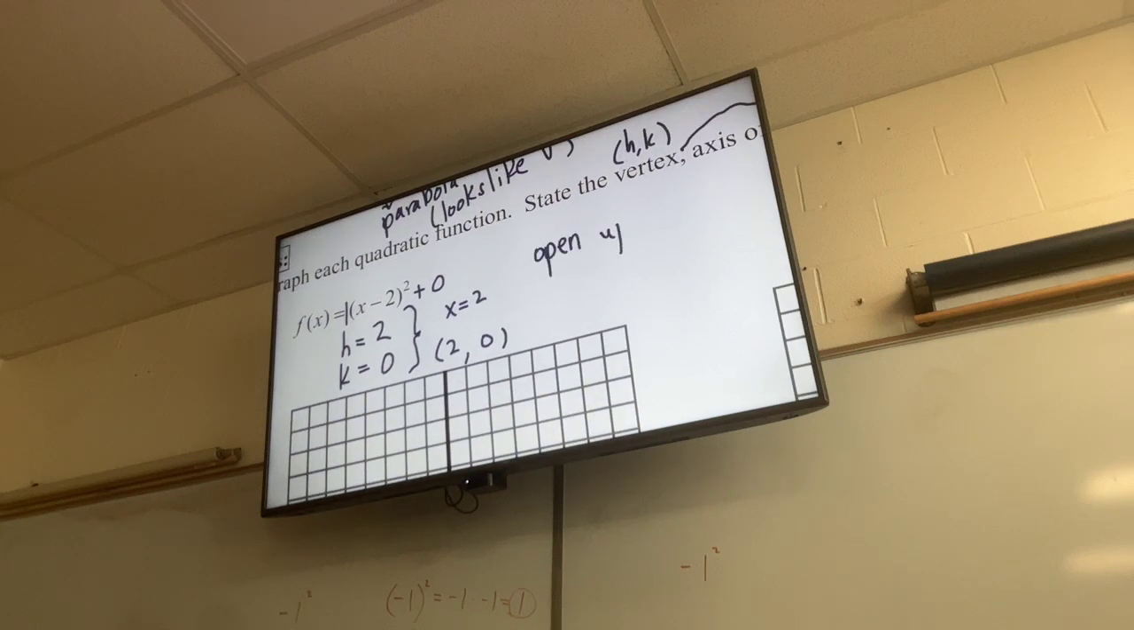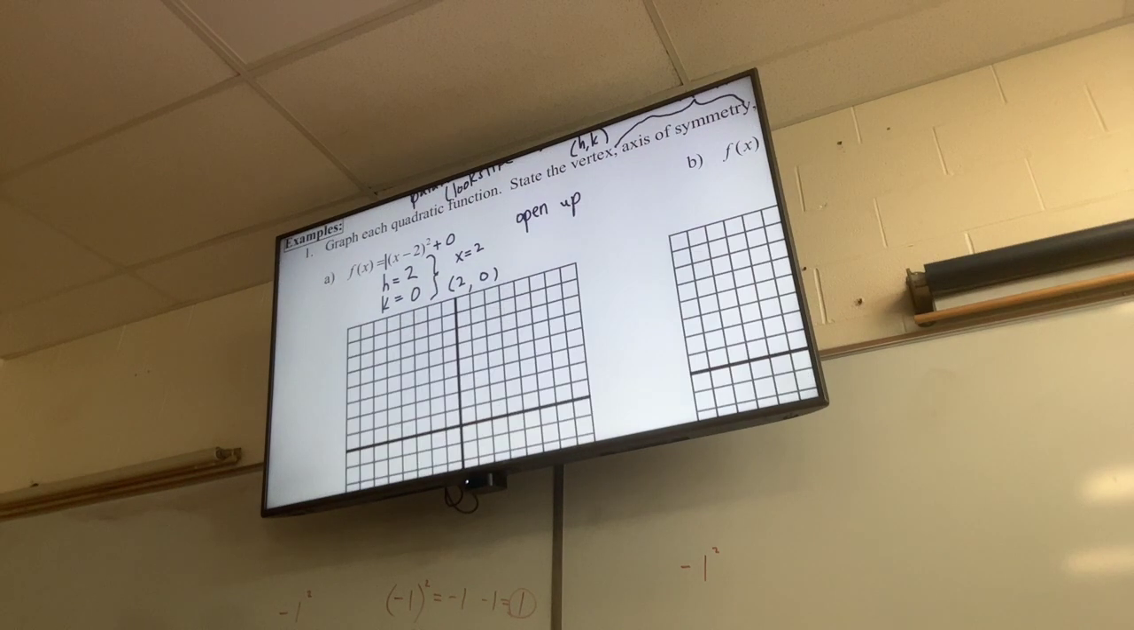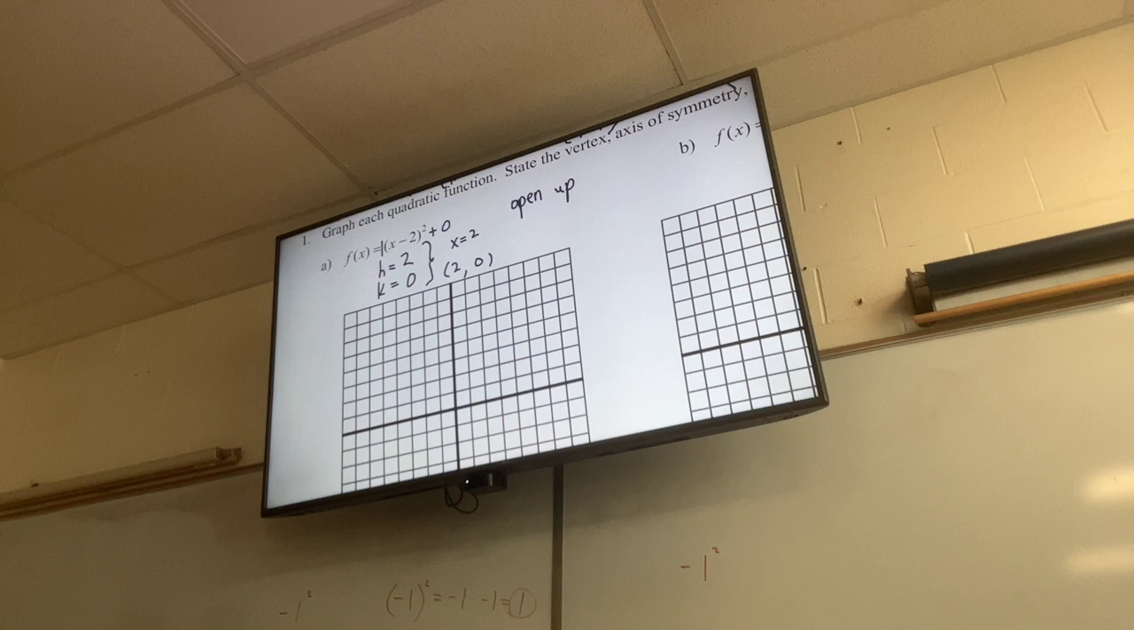Open up. And why is that? Because of that positive 1 there. Since that 1 is positive, I'm going to open up. Okay? So I'm going to plot that vertex to graph it. I just plot my vertex, and I'm going to open up. So I'm going to draw a right side up U.